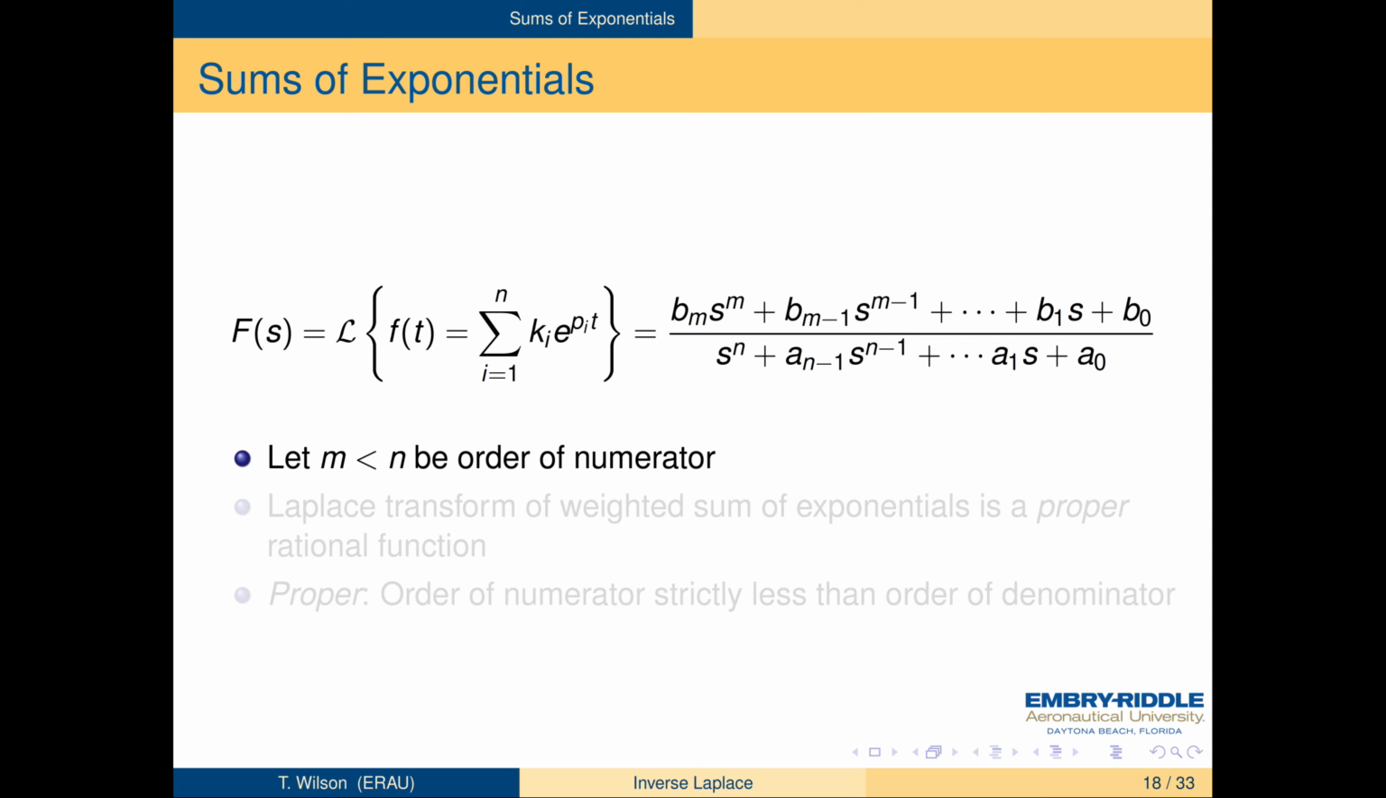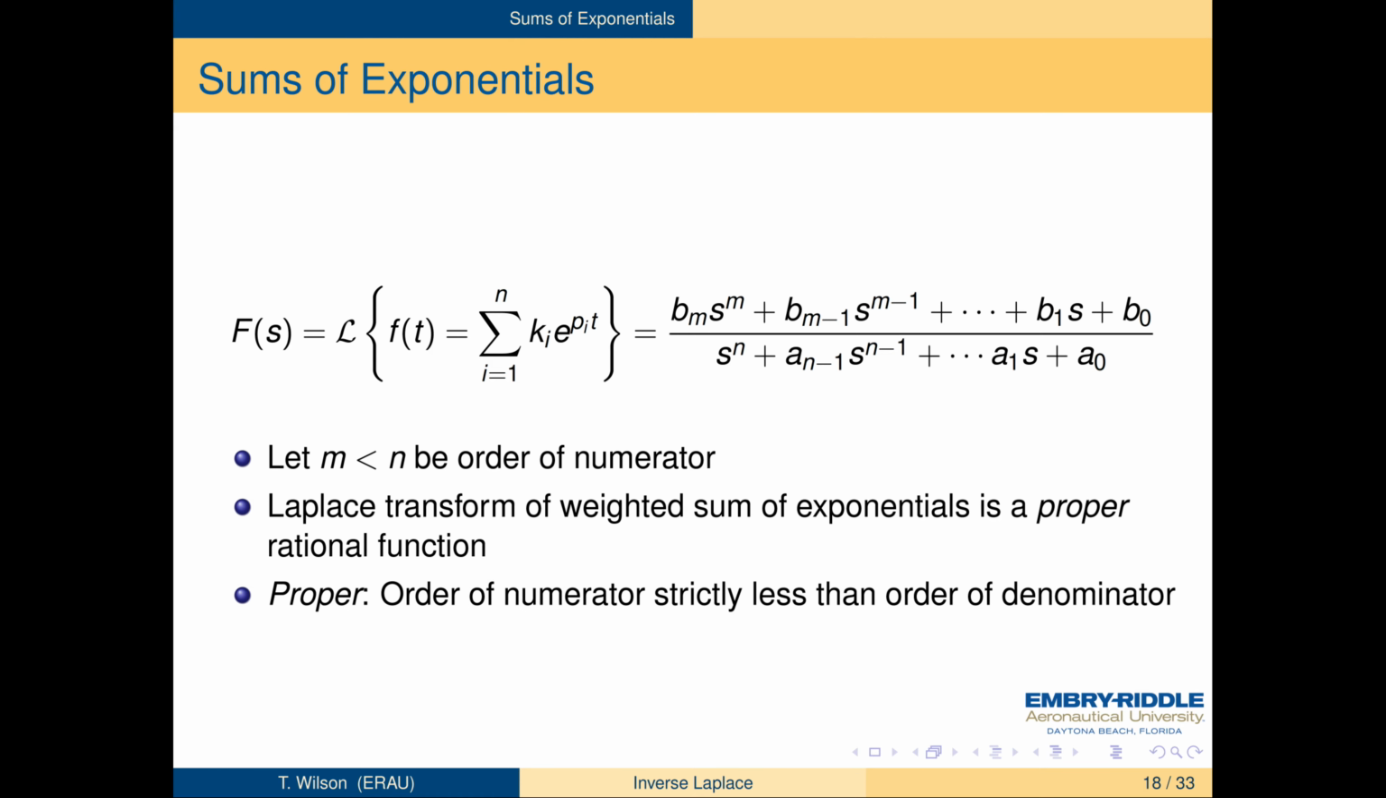Since the order of the numerator might vary, we can write this rational function in a more general form where the denominator is nth order and the numerator is mth order. For our sum of exponential waveforms, the order of the numerator is guaranteed to be less than the order of the denominator. We say that the Laplace transform of a sum of n exponentials is a proper rational function, where proper means that the order of the numerator is strictly less than the order of the denominator.